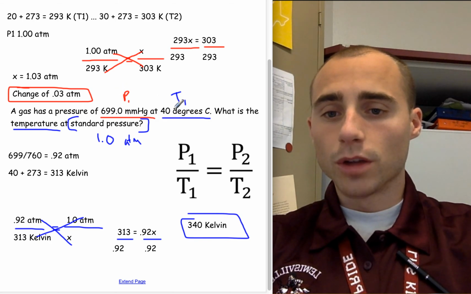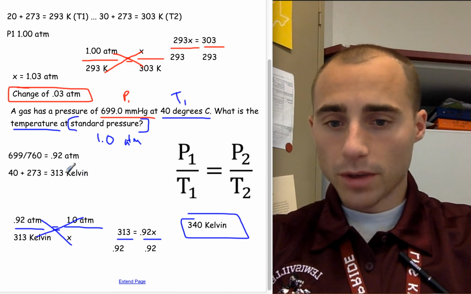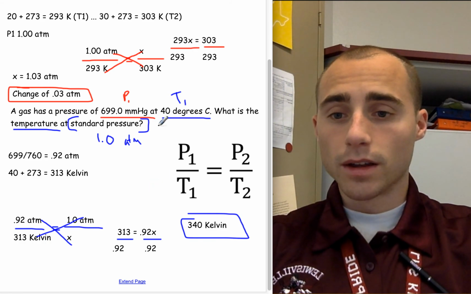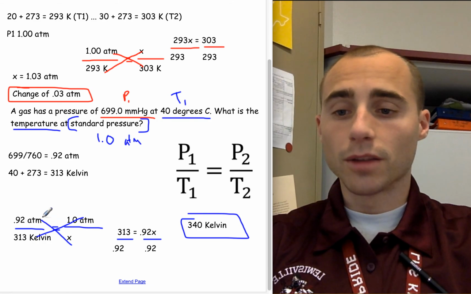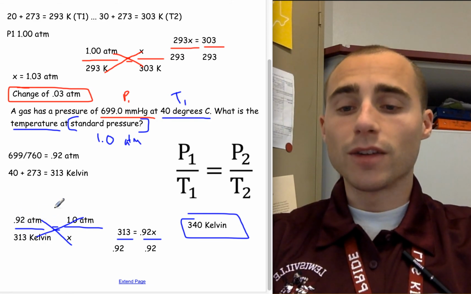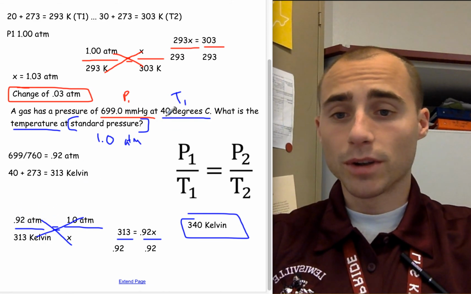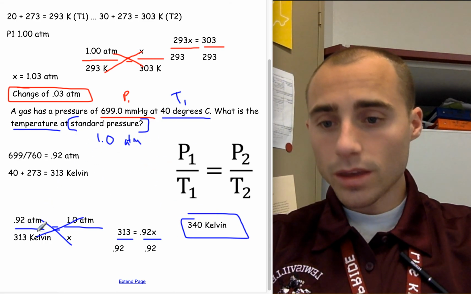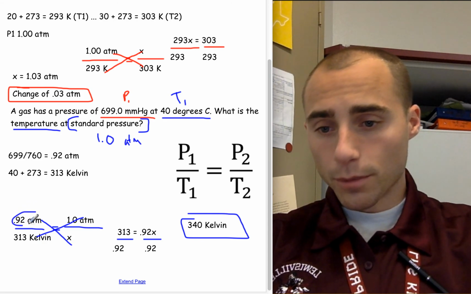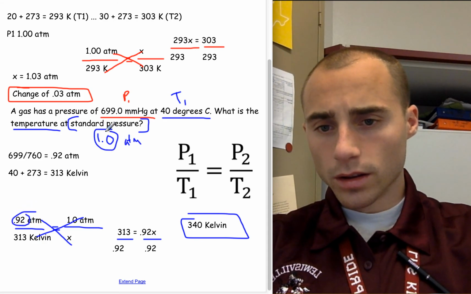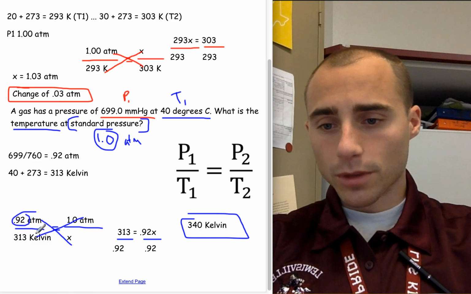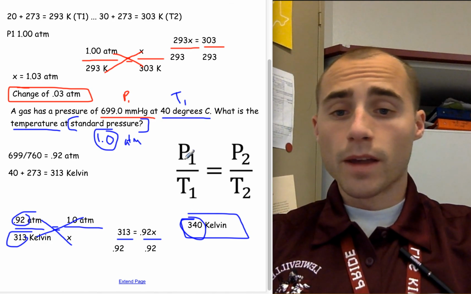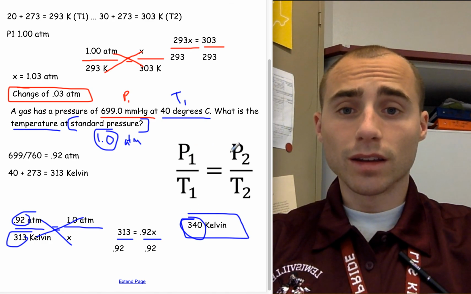If we were able to increase the pressure from 0.92 atmospheres to 1 atmosphere. Sorry, I got temperature and pressure mixed up there. So that is how our temperature would change. You can see that as the pressure increased from 0.92 to 1, the temperature increased from 313 to 340. So that sticks with our law of pressure and temperature increasing together.